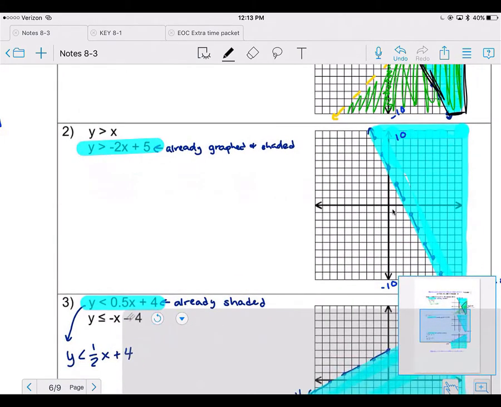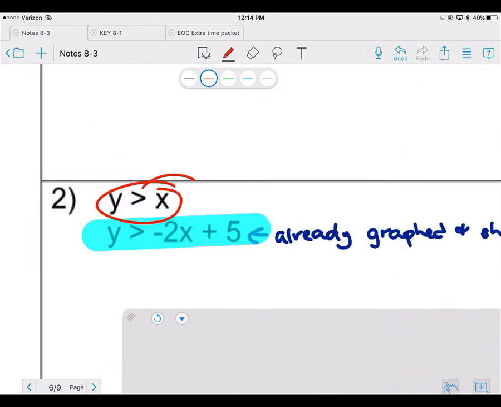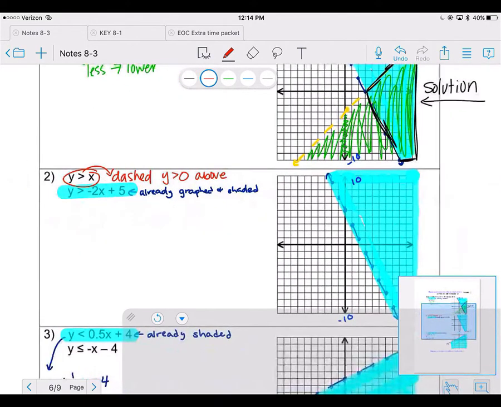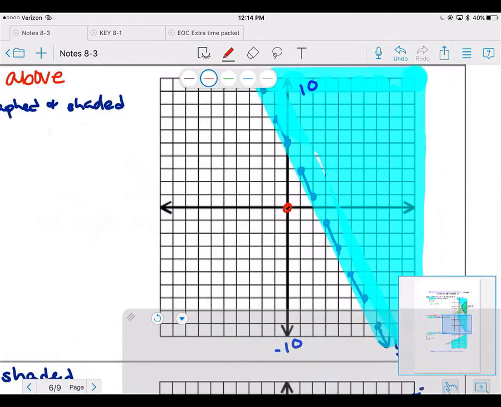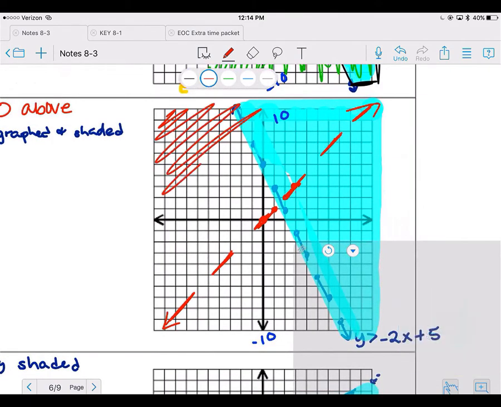For problem 2, negative 2x plus 5 is already graphed for us. Y is greater than 5 goes above 5 or on top of 5. We need to graph and shade this problem: y is greater than x. Because it has no line under the inequality, it is going to be a dashed line. And y is going to be greater than 0 because there's nothing being added or subtracted. It starts at 0. Greater than 0 goes above because greater than 0 on the y-axis goes up. So we start at 0, and we have a slope of 1, so up 1, right 1, up 1, right 1. This is a dashed line, so we leave some space, and then the shading is above that line.